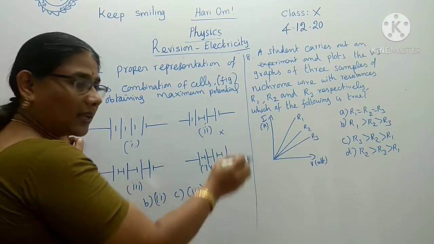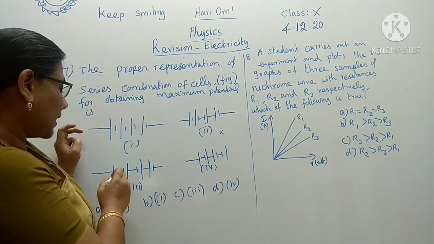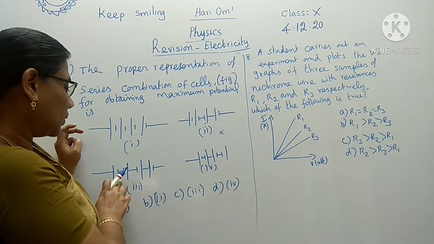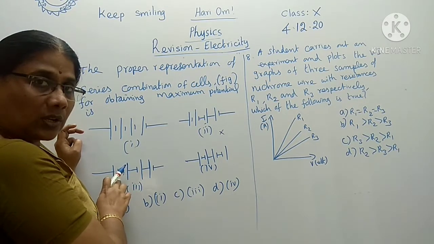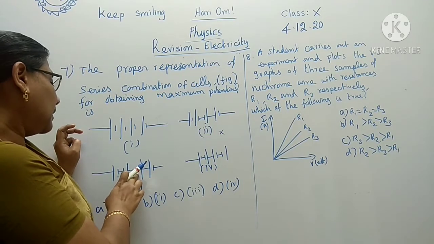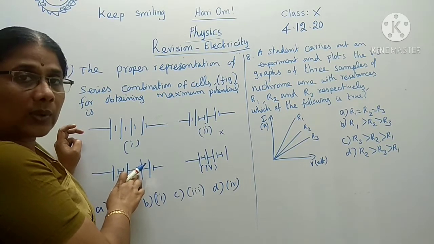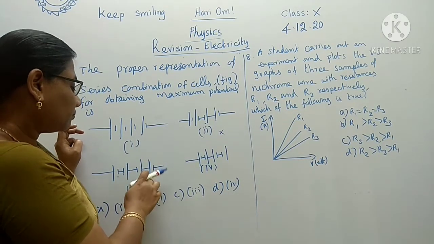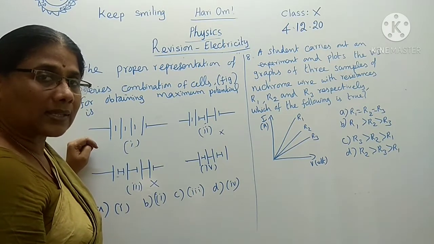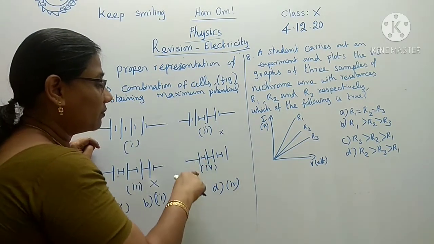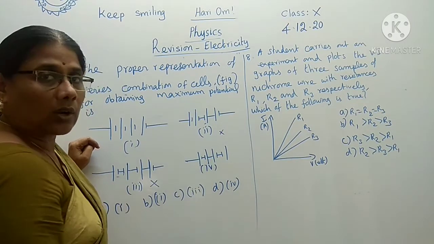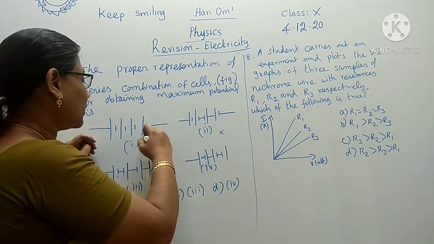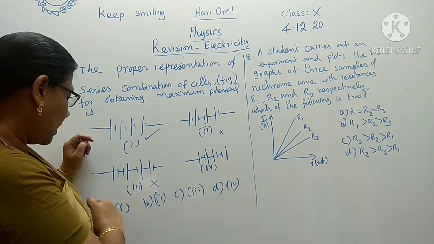So we will not get the maximum potential. In the second, the second cell is connected to the negative of the first cell, so again these two cells are connected together in the reverse direction. So 0. Then here also the negative terminal is connected to the positive terminal this way, the reverse direction. So again in this combination we will not get the maximum potential. Here also the cells are connected in the reverse order, so here also we will not get the maximum potential. So the only correct circuit is the first one. So option A is the correct one.